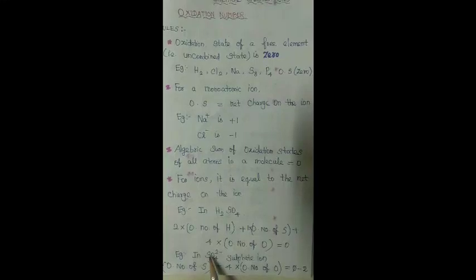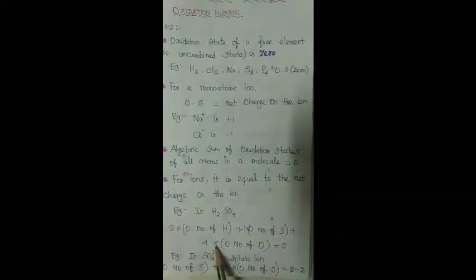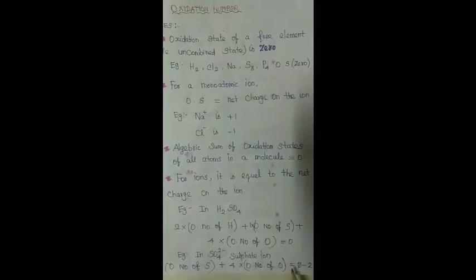And then I am giving the example for this rule, that is SO4 2 minus. SO4 2 minus here is sulfate ion. So how will you calculate the oxidation number? Here 1 sulfur combines with 4 oxygen atoms, it forms the sulfate ion. Already I told you, for ions it is equal to the net charge on the ion. What is the net charge present here? 2 minus. So oxidation number of sulfur plus 4 into oxidation number of oxygen is equal to minus 2.